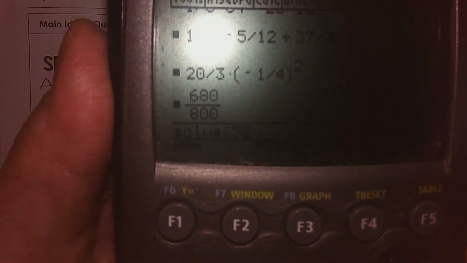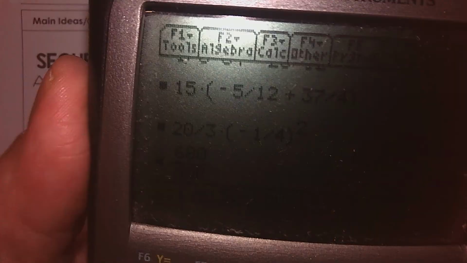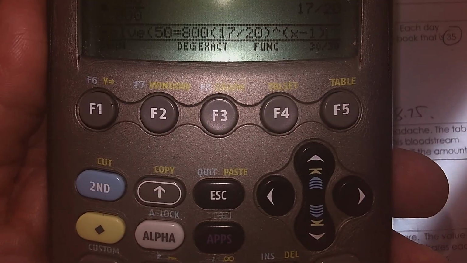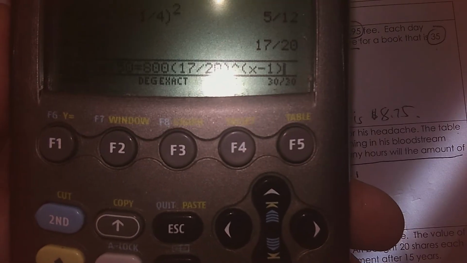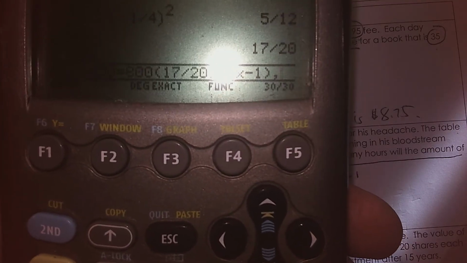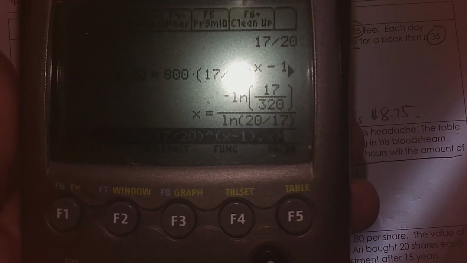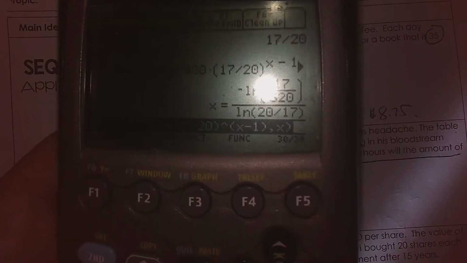equals 800 times 17 over 20 to the exponent. Be careful here. The exponent x subtract 1 needs parentheses around it. Do you see how I put parentheses around the x minus 1? Then we go comma x and then solve it. Let's go diamond enter.